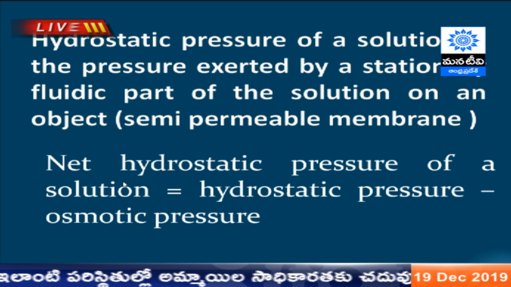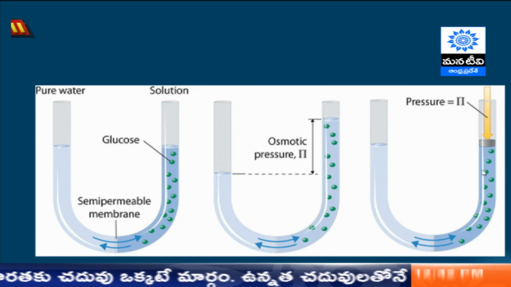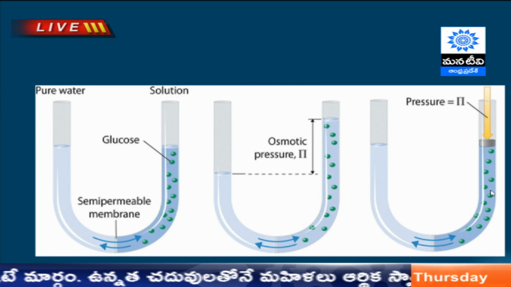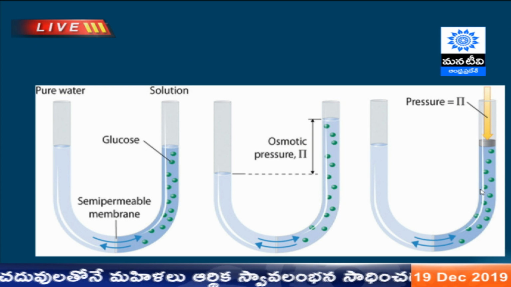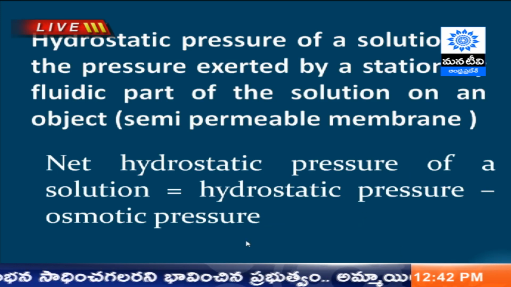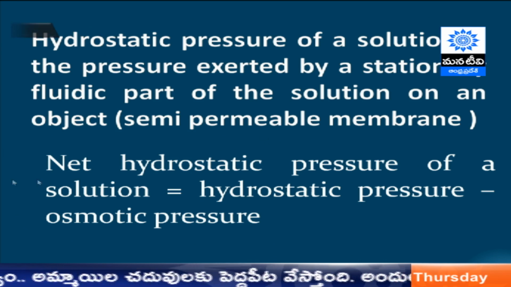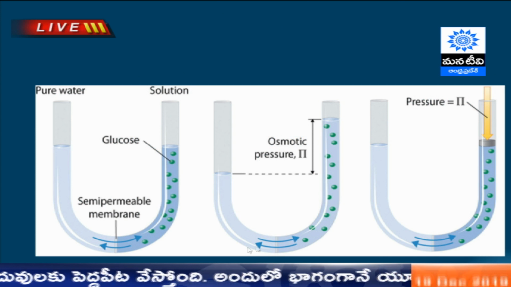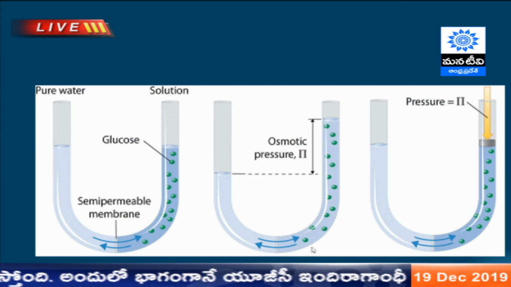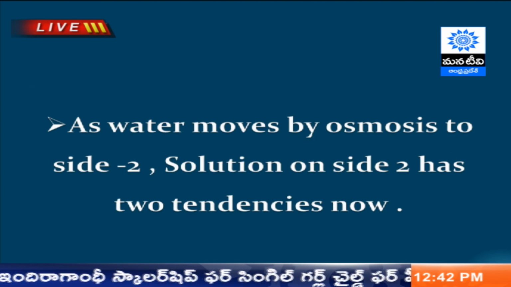Even when you do not apply an external pressure, a hydrostatic pressure will act in the solution, but this hydrostatic pressure is subtracted from the osmotic pressure, and the net hydrostatic pressure will influence which side of the equilibrium the physical process actually occurs.